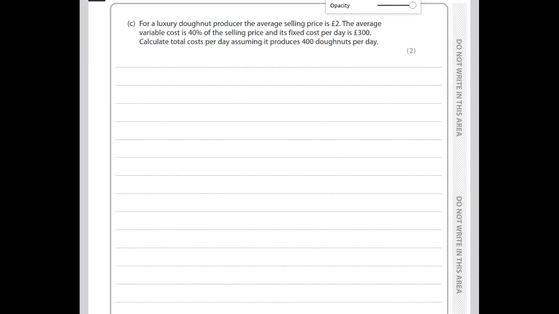Okay, so the average variable cost, and we've got a fixed cost per day. So I'm just taking that 300, right? Because that's fixed regardless of my output. And then I'm going to add to 300 my variable cost, which is 40%. I'm going to do that as 0.40 times the number of donuts that we're producing.